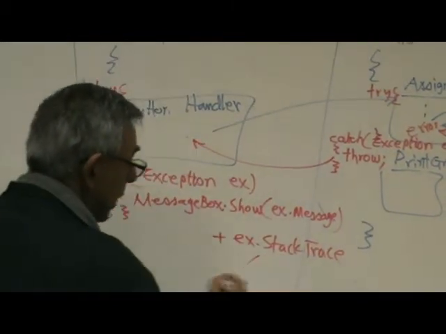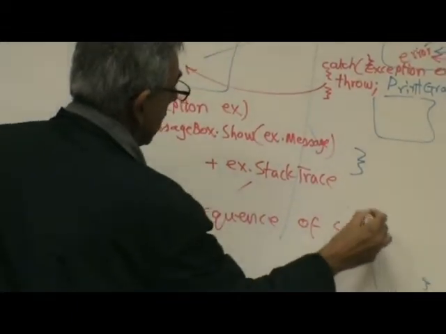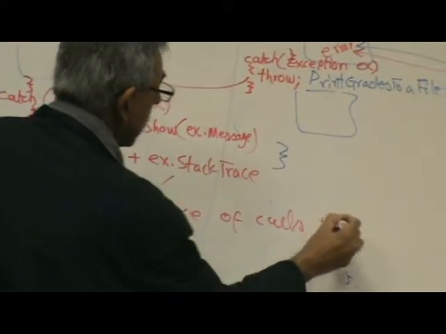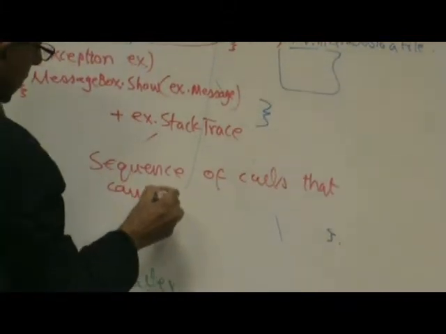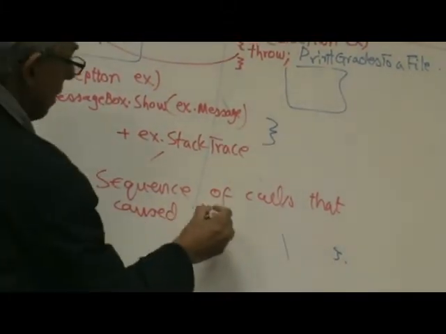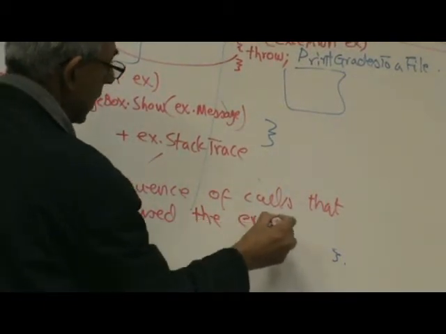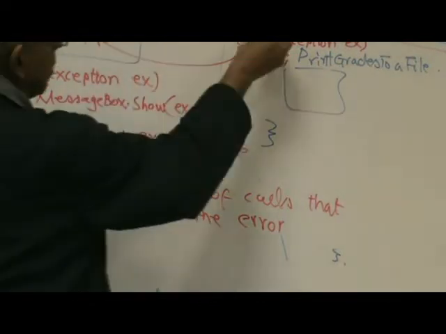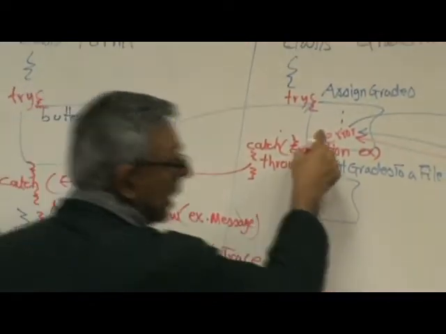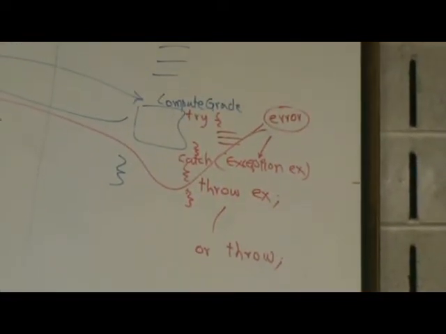So stack trace basically gives you the sequence of calls that caused the error. So especially for you to be able to fix things, you have to be able to examine the stack trace and see, okay, at line 5 we called this, then line 17 it called this, line 6 the error occurred. So you can go and now see why the error occurred and try to fix it.